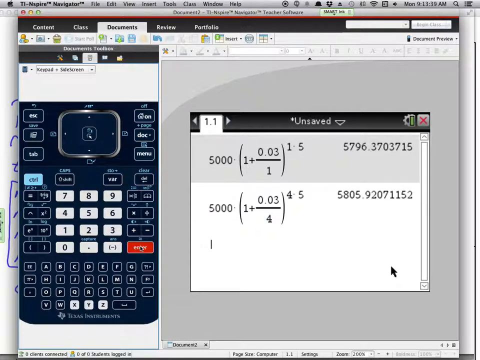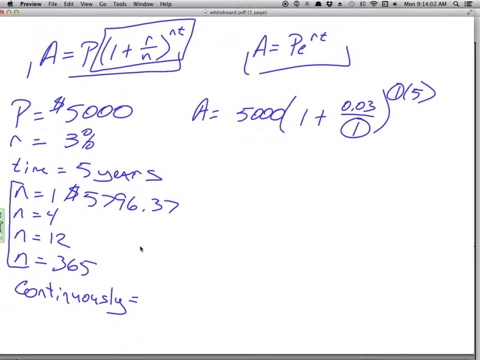Is that why I put the 5 in parentheses originally? I don't think I put it in parentheses. I just did 1 times 5. But that's why I did that instead of putting just 5 up there, because I wanted to replace the 1 with the 4. So I got 5805.92.